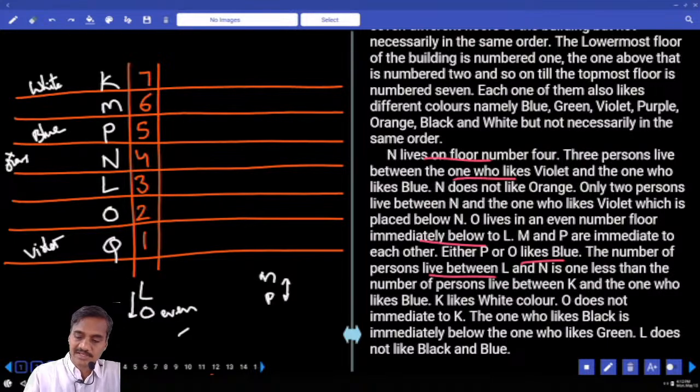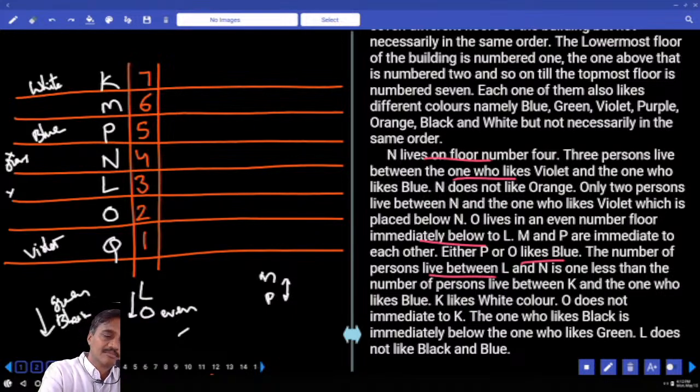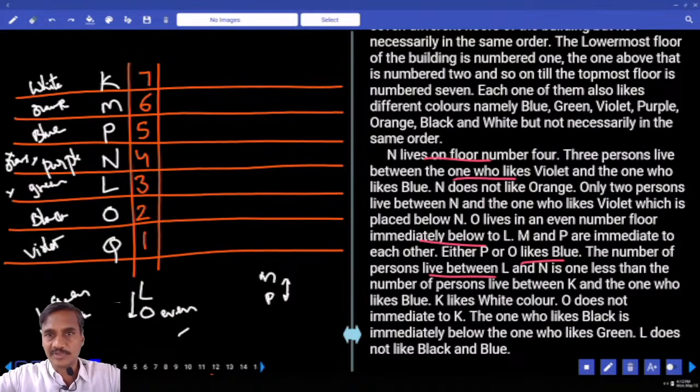The one who likes black is immediately below green. Black is immediately below green. L does not like black as well as blue, isn't it? Now black cannot be here. What is the only possibility we have? Black is here. Now if black is here, this must be green. If green is here, this must be orange. Now if orange is here, we are left with purple. N is purple. N likes purple.